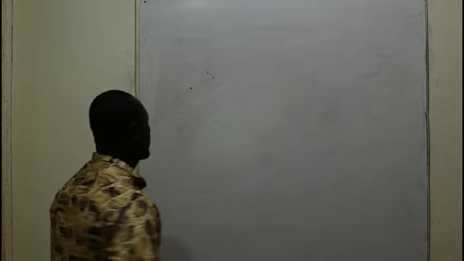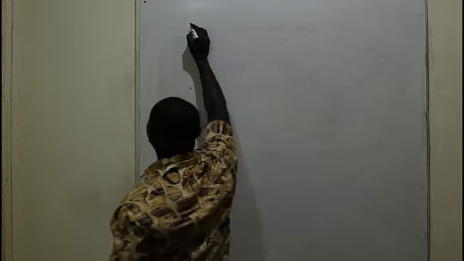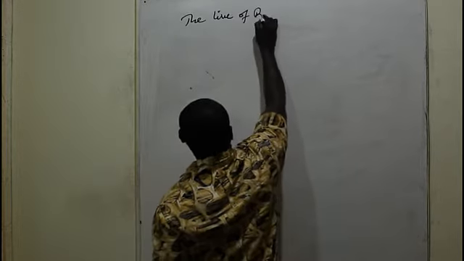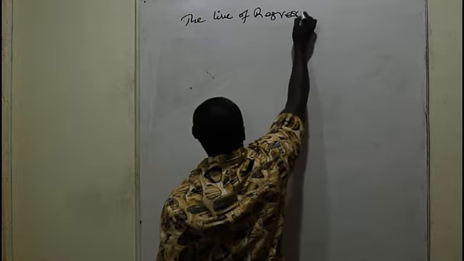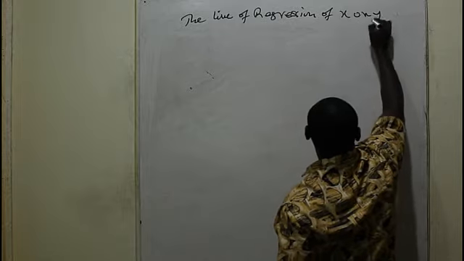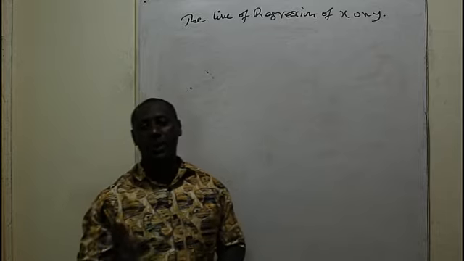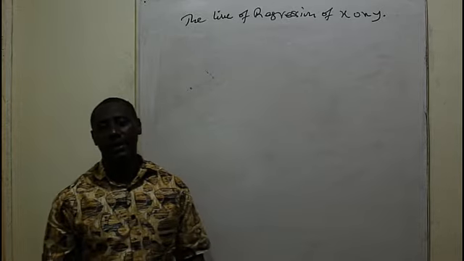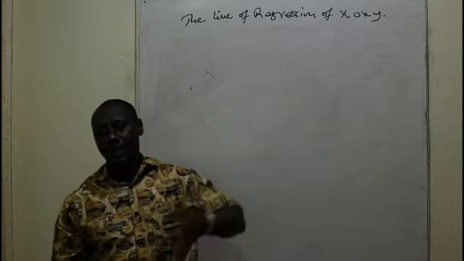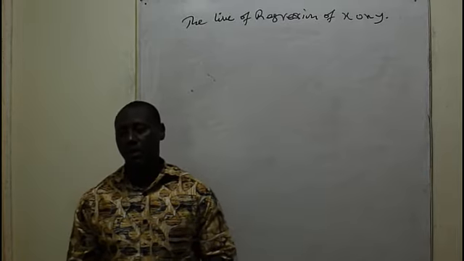Now the lesson we are going to have now is the line of regression of x on y. When we say of x on y, it means that x is now going to depend on y. Therefore, x becomes the dependent variable, and y becomes the independent variable. Okay?